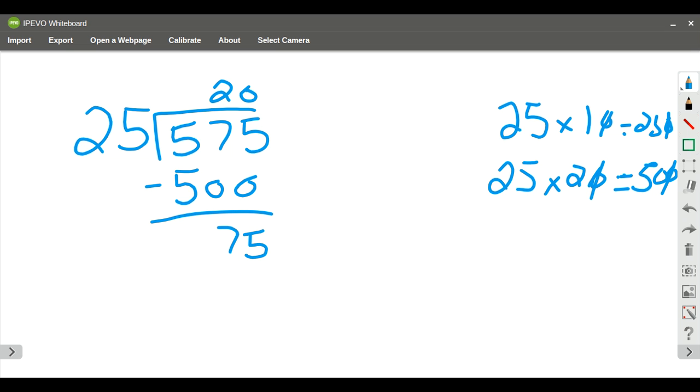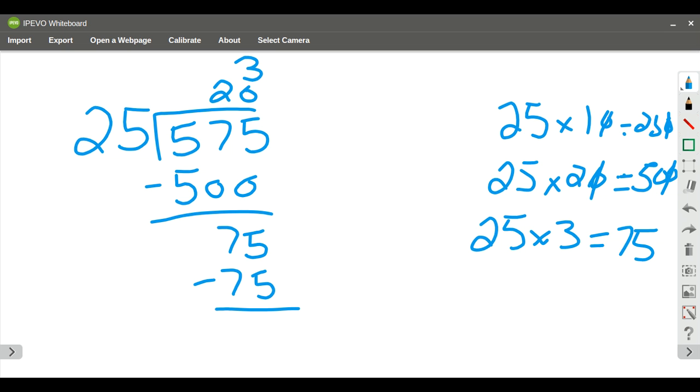So I did 25 times 1, 25 times 2. Now I'm going to look at 25 times 3, which is equal to 75. Oh, there it is. So 25 multiplied by 3. So here's my ones. I'm going to write my ones up above the 20. 25 multiplied by 3 is going to be 75. I'm going to subtract, and I get 0. So then I'm going to add 20 plus 3 to get 23. So my quotient for this problem is going to be 23.